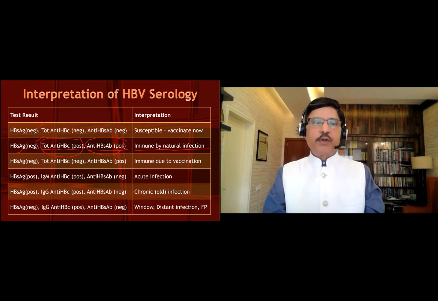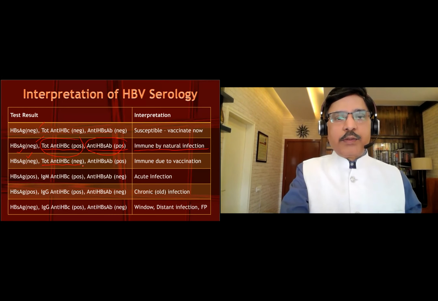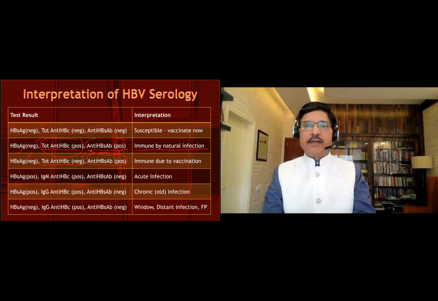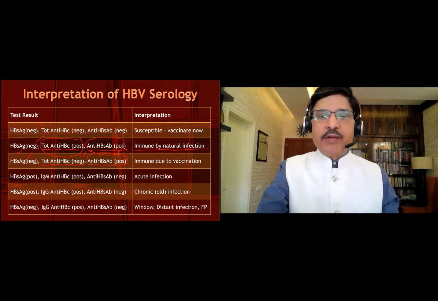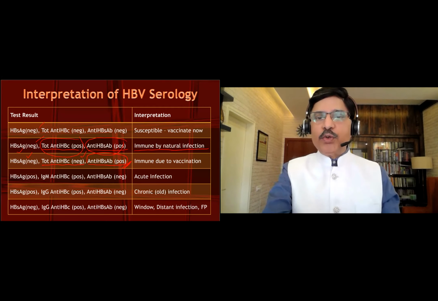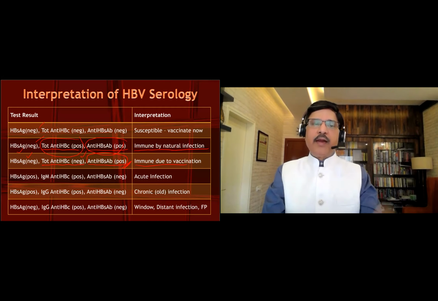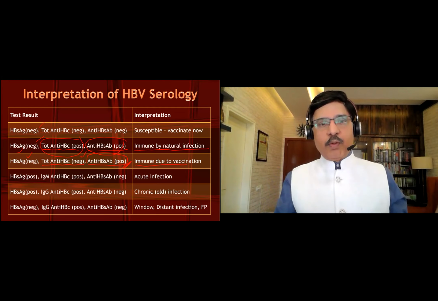Okay, come to the third line. Third line, HBs antigen negative, total anti-HBc also negative, but only this is positive. Means what? He never had the virus in total, but had the immunization. That is why this is positive. So a person who is immunized and immune due to vaccination will have only anti-HBs antibody and will not have HBs antigen or the total core antibody.